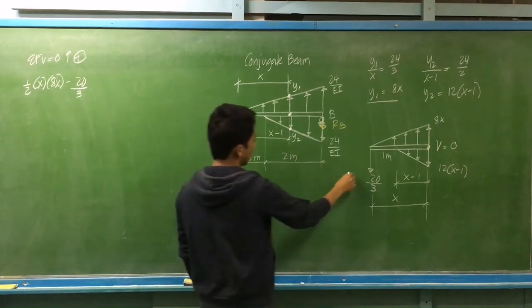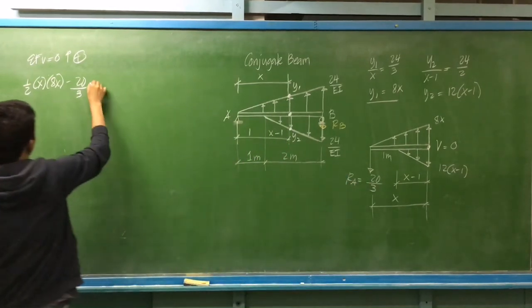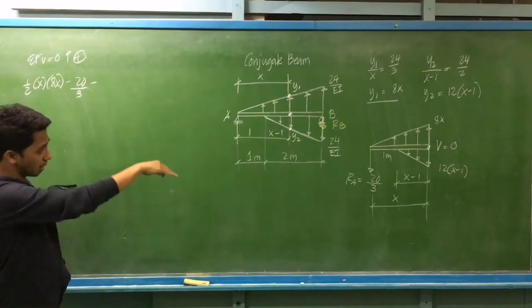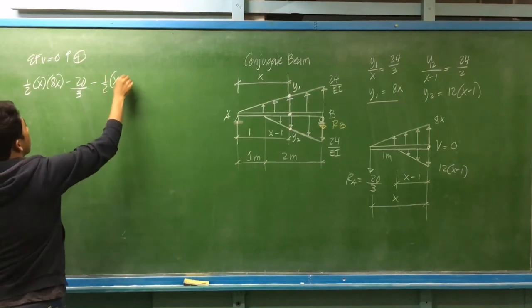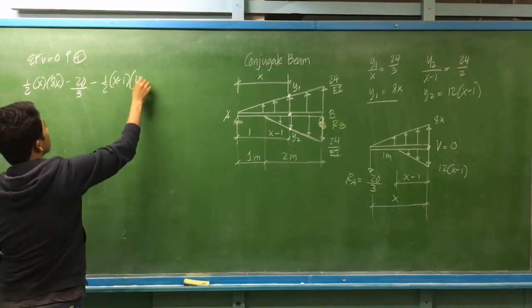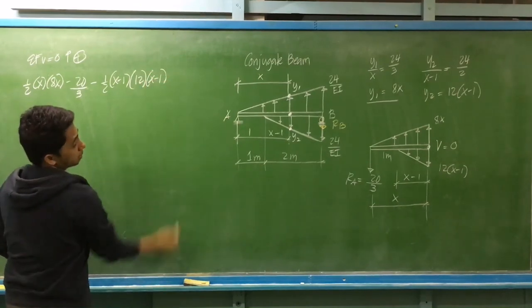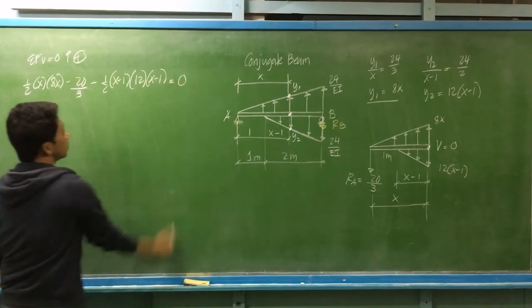So again, this is the RA, 20 over 3, minus, okay, the triangle below the beam, that is one half, what is the base? x minus 1. What is the height? This is 12 times x minus 1. Okay, and then the shear should be equal to 0.